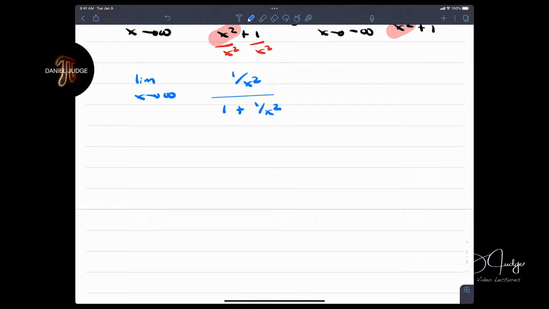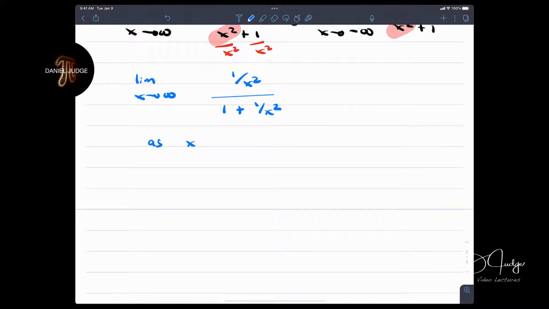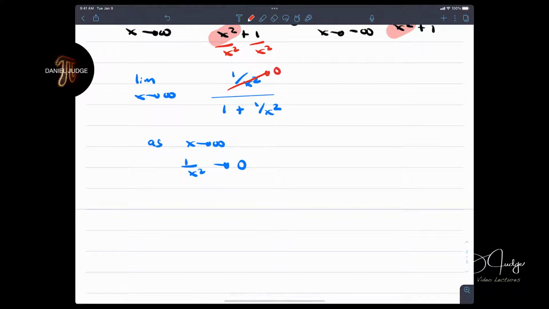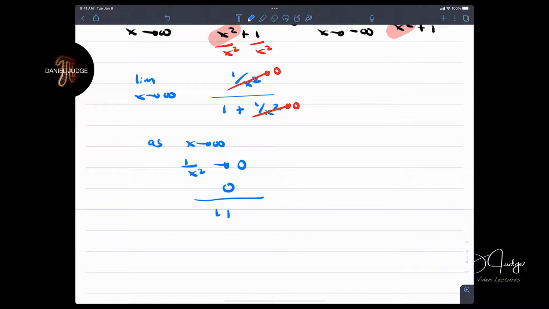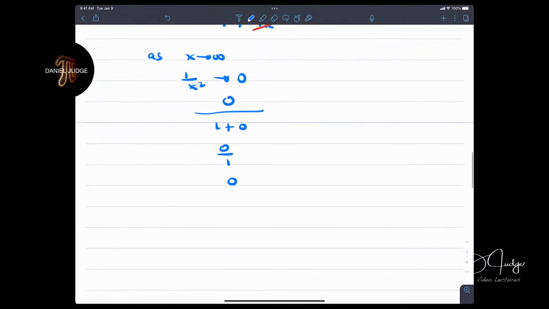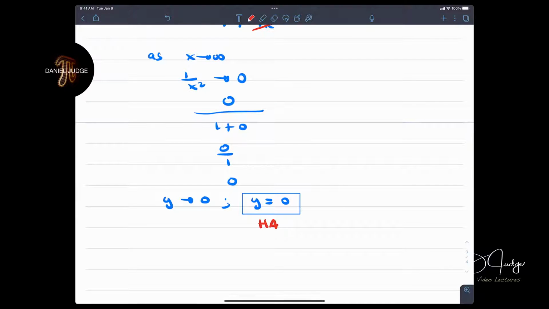So by properties of limits, here's what we know. As x gets big, 1 over x squared goes to 0. So that means the numerator is going to 0 and a portion of the denominator is going to 0, which is 0 over 1 plus 0, 0 over 1, and this limit is 0. There's a finite value. So as x gets big, y goes to 0. In other words, y equal to 0 is a horizontal asymptote. All right.